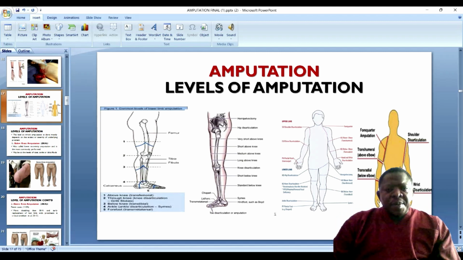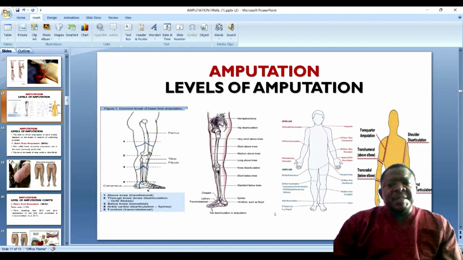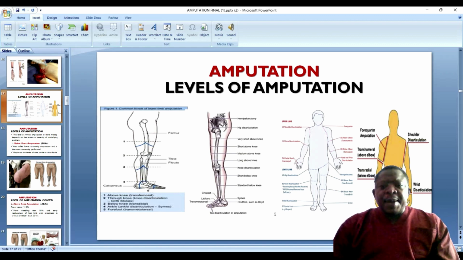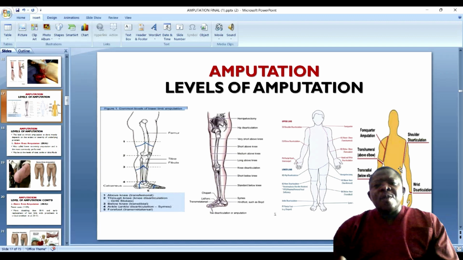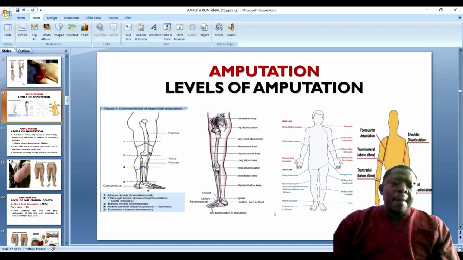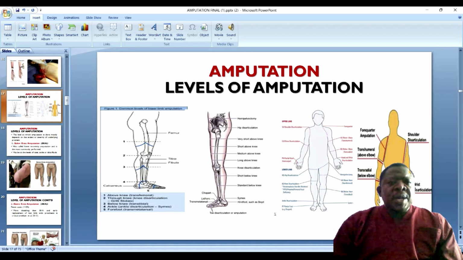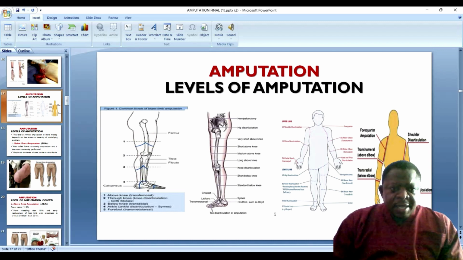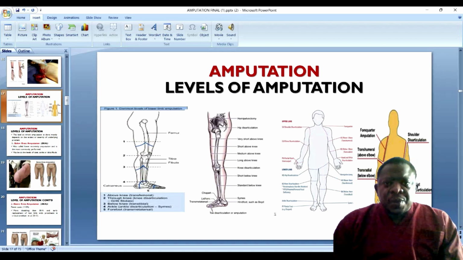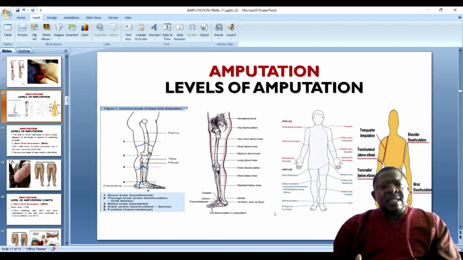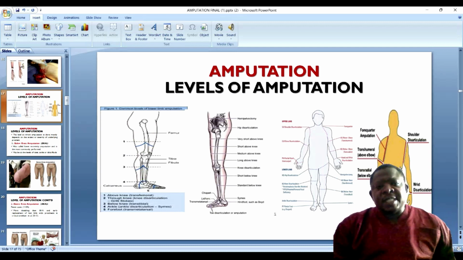Okay, so now let us look at levels of amputation. These levels of amputation, we can try to appreciate them from the leg parts. Then we can apply almost the similar principle to do with the arm. The leg has got the upper part and the lower part, so applies with the arm. There are about 5 levels at which amputation can be done, starting from the thigh, that will be the first level.